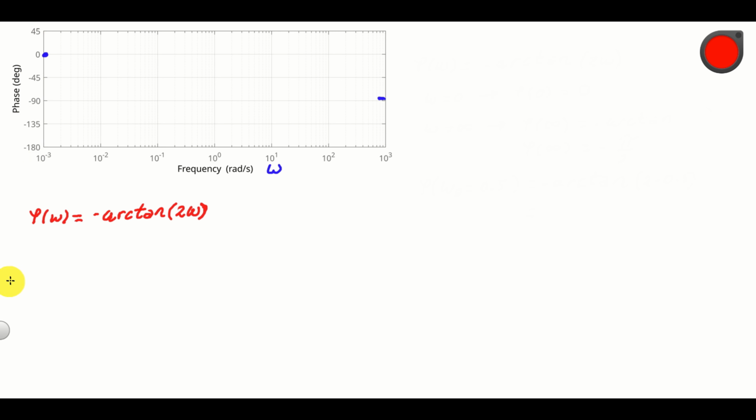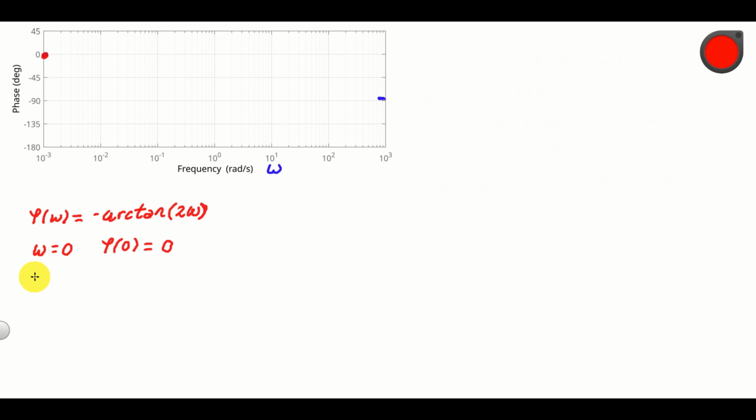Let's select a few characteristic points in order to sketch the phase function. The first characteristic point is obviously omega equal to 0. When omega is equal to 0, our phase phi of 0 is obviously equal to 0. And consequently, our phase plot will start from the 0 point.